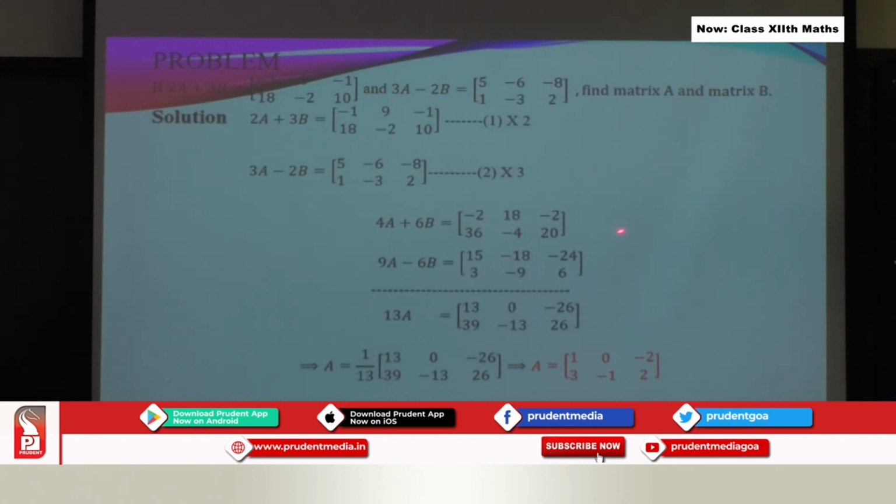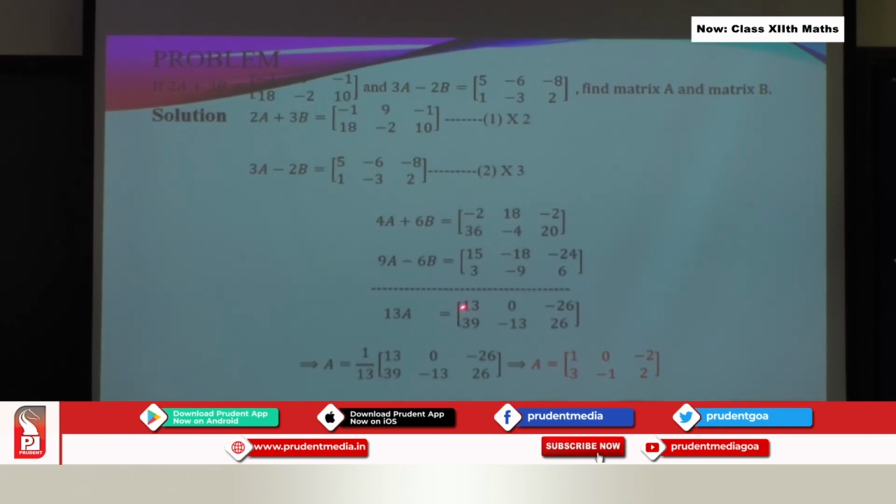Now look at this. This matrix plus this matrix. How you do matrix addition? Same way you need to add these two matrices. Look at this. Minus 2 plus 15, I am getting it as 13. 18 plus minus 18, I am getting it as 0. Minus 2 plus minus 24, I am getting it as minus 26. So like that, similar way I will get these entries, and I am getting here as 13A equal to this matrix.